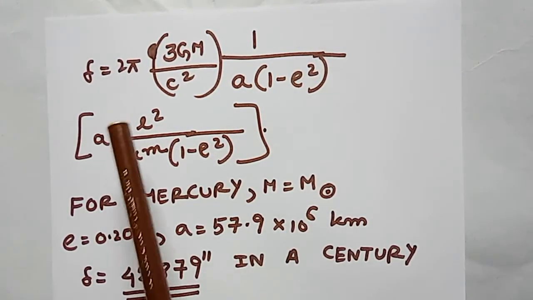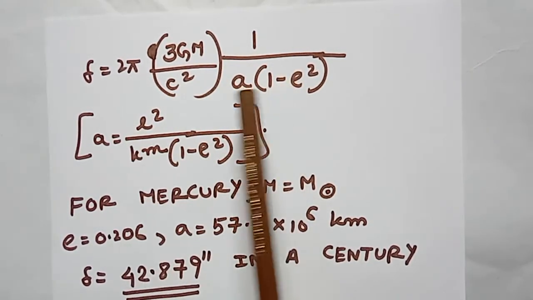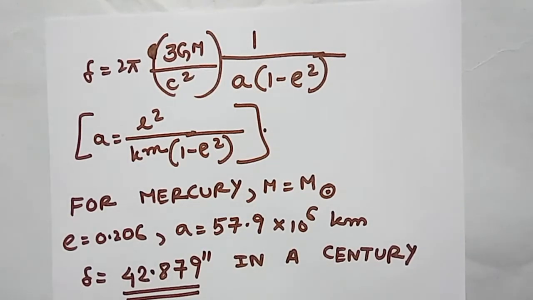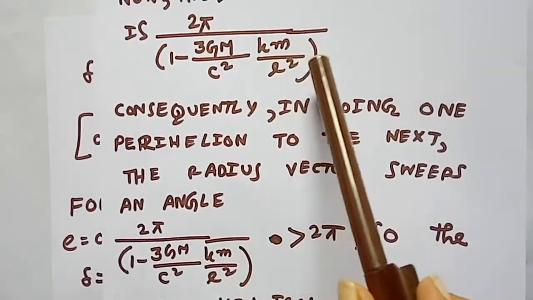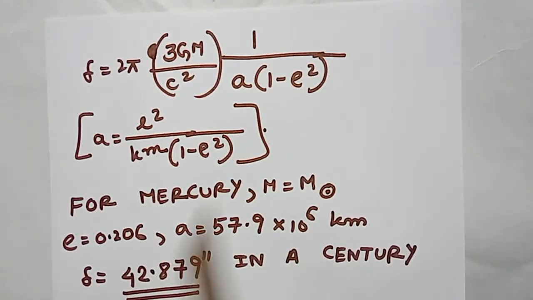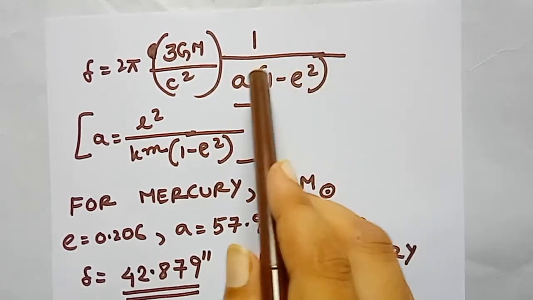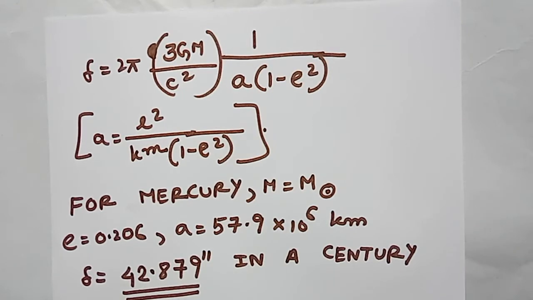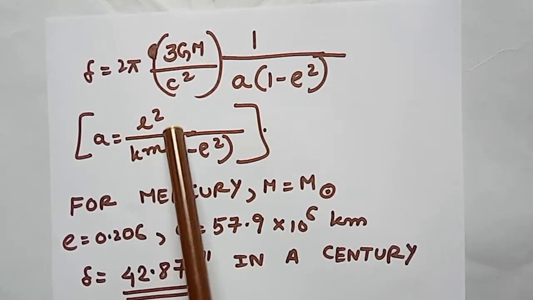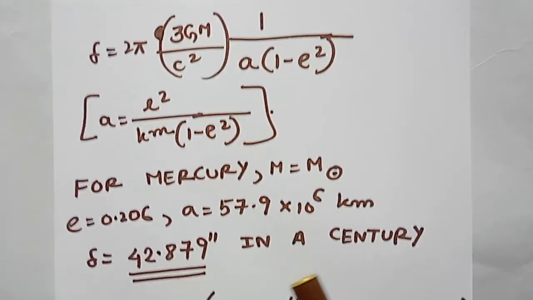Now delta equals 2 pi 3GM/c², and this term km/l² should be written in the form 1 divided by a (1 minus e squared). e is the eccentricity and a is the semi-major axis of the planet's orbit. We know that the radius a equals l²/km (1 minus e squared).